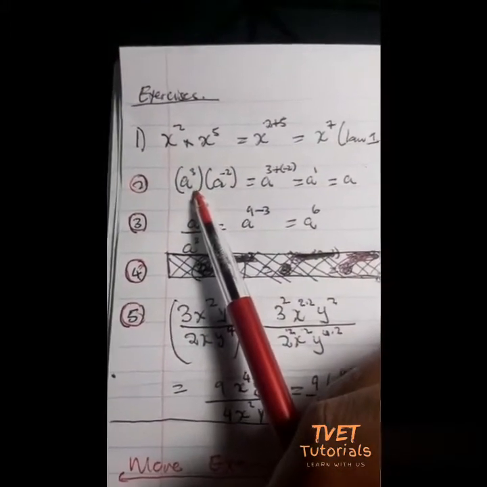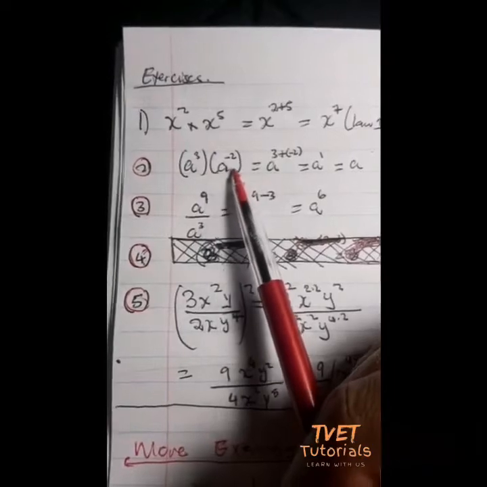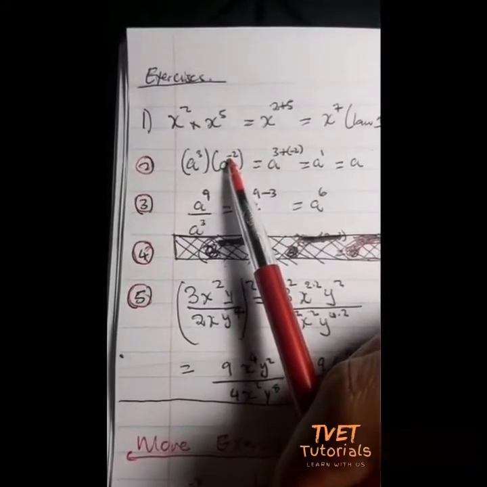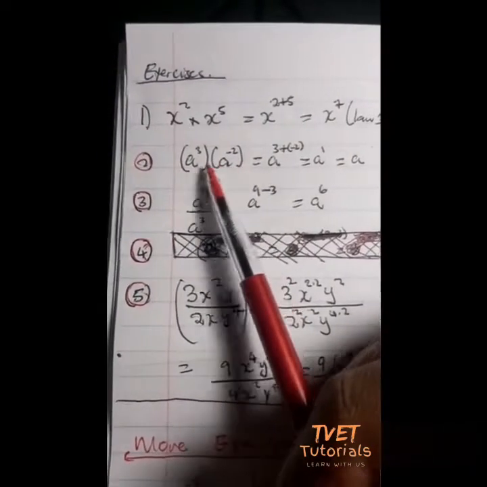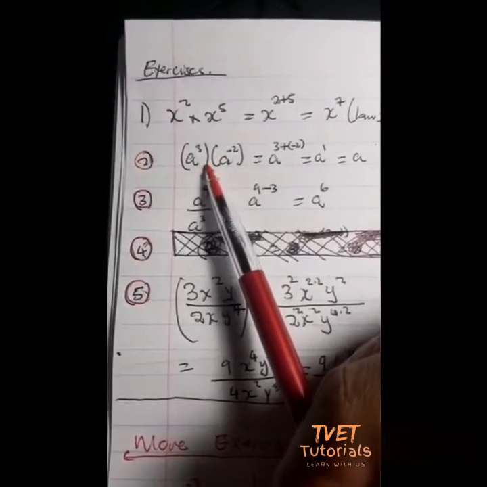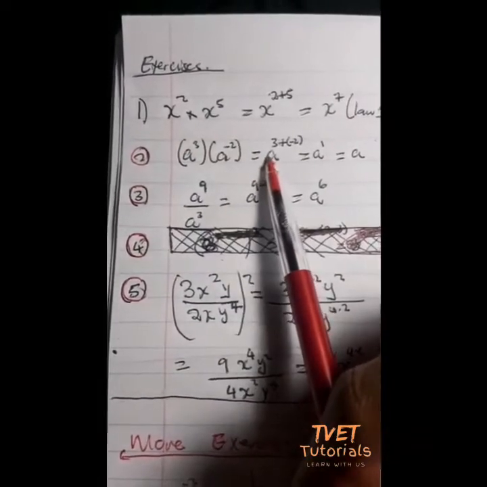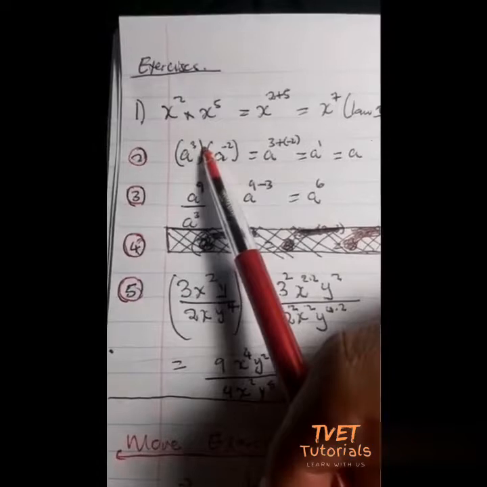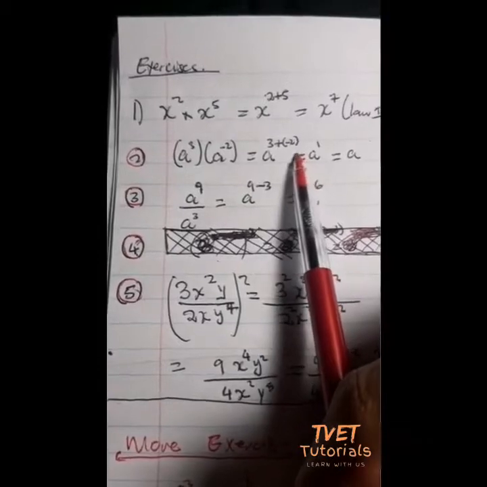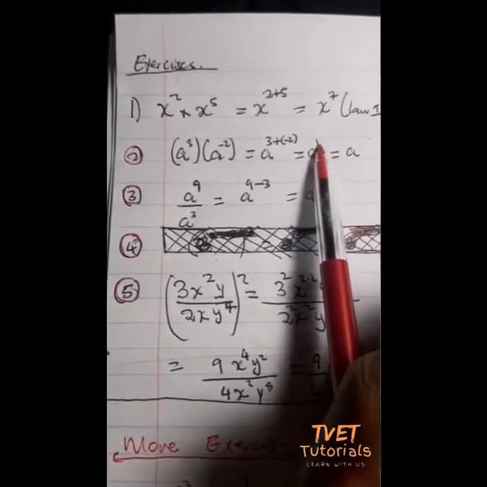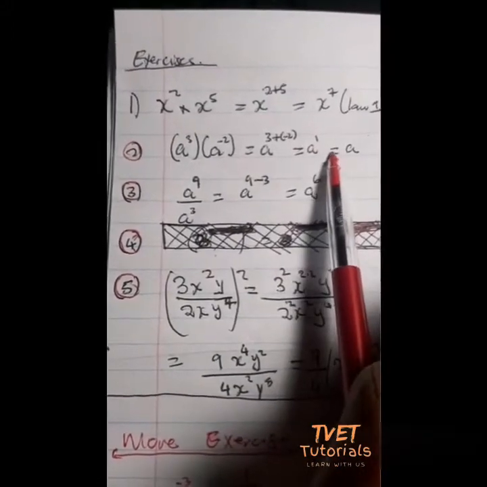Let's look at the second example. If I have a inside brackets raised to the power 3 multiplied by a inside brackets raised to the power negative 2, my bases are common. Remember, the law says if my bases are common and I'm multiplying two expressions, I can write the common base and add the exponents. So this becomes a raised to the power 3 plus negative 2. 3 plus negative 2 gives you 1. So it becomes a to the power 1, and any number raised to the power 1 is basically just that number. So it becomes a.